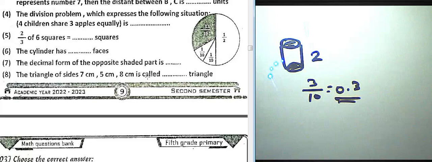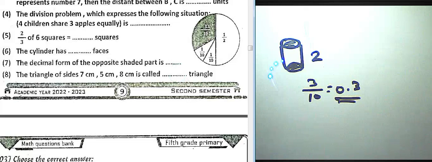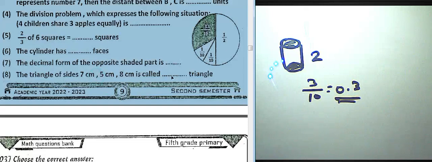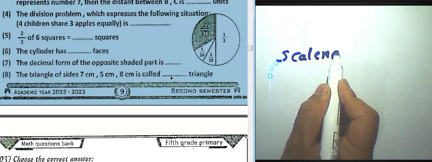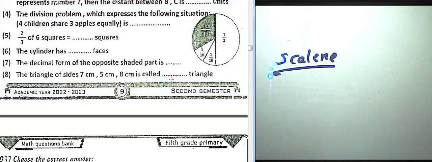The triangle of sides 7, 5, 8 is called a blank triangle. We have here a scalene triangle. All angles will be different in measure, and all the sides will be different in length. Scalene, okay, scalene triangle. We have here a scalene triangle because all sides are different, 7, 5, 8, so we call it a scalene triangle, okay.